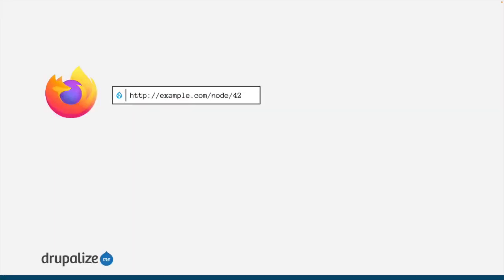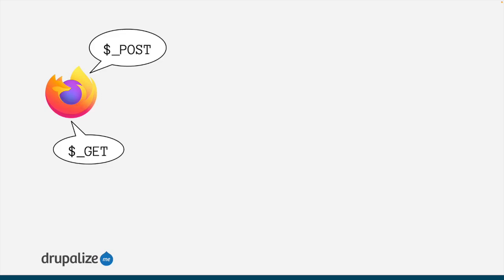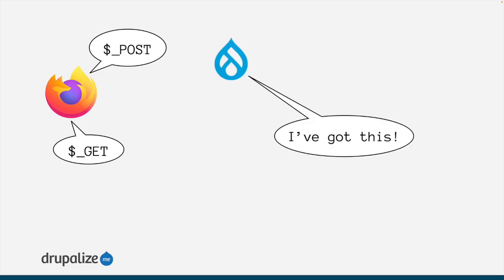It starts with the user typing a URL into their browser and hitting enter, directing the browser to request the specified resource. The browser issues an HTTP request, like a GET or a POST, to the URL specified. That request gets sent to the appropriate server. The web server knows how to use Drupal for handling the incoming request and passes control over to Drupal and waits for Drupal to give it back something that it can send back to the browser. Drupal says, "I've got this," and then starts the process of turning the request into a response.